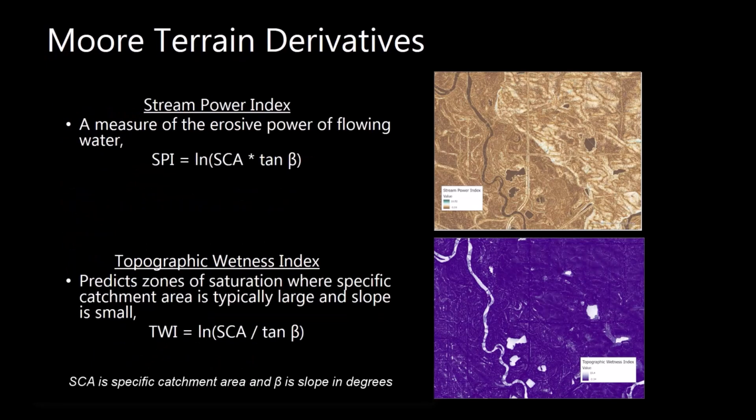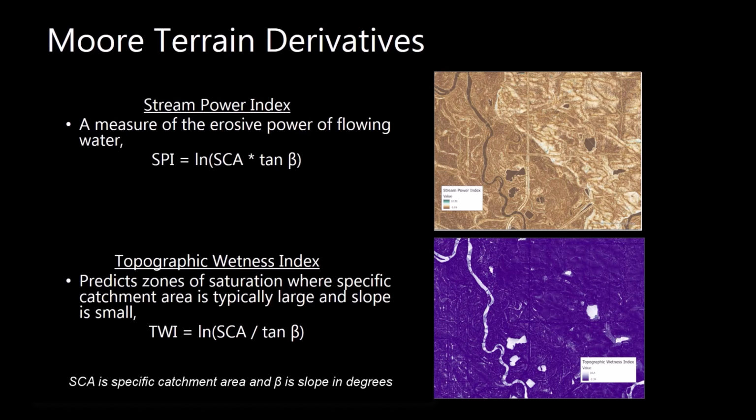The More Terrain Derivatives tool also generates two secondary topographic attributes. The first being the stream power index, which is a measure of the erosive power of flowing water. This is found by taking the natural log of the product of the specific catchment area and the tangent of slope, and in this case, slope being beta.